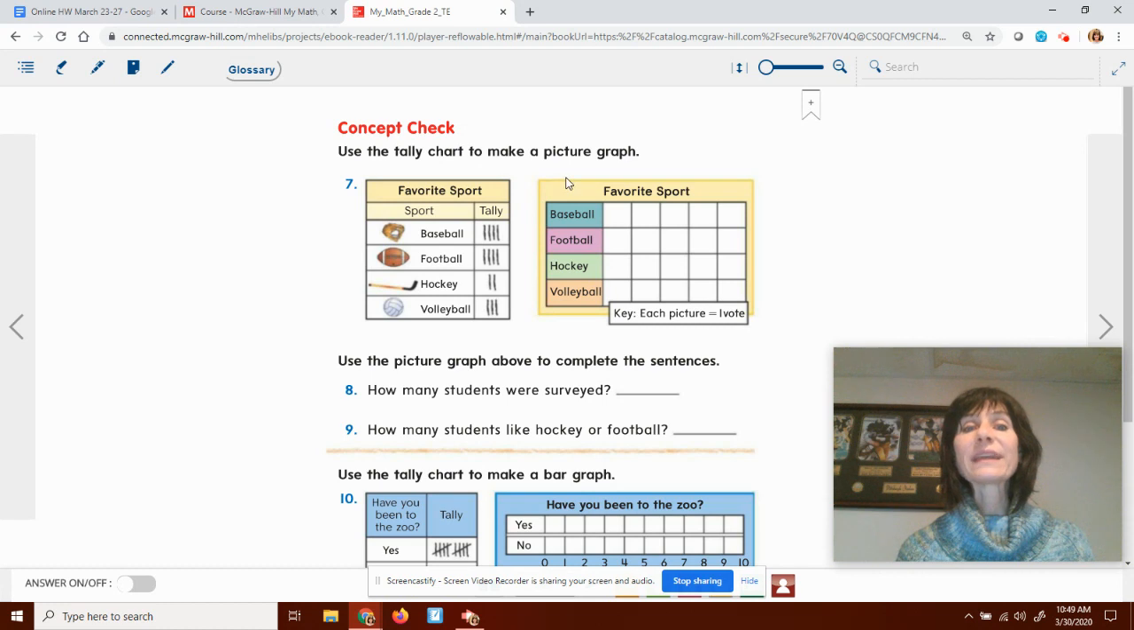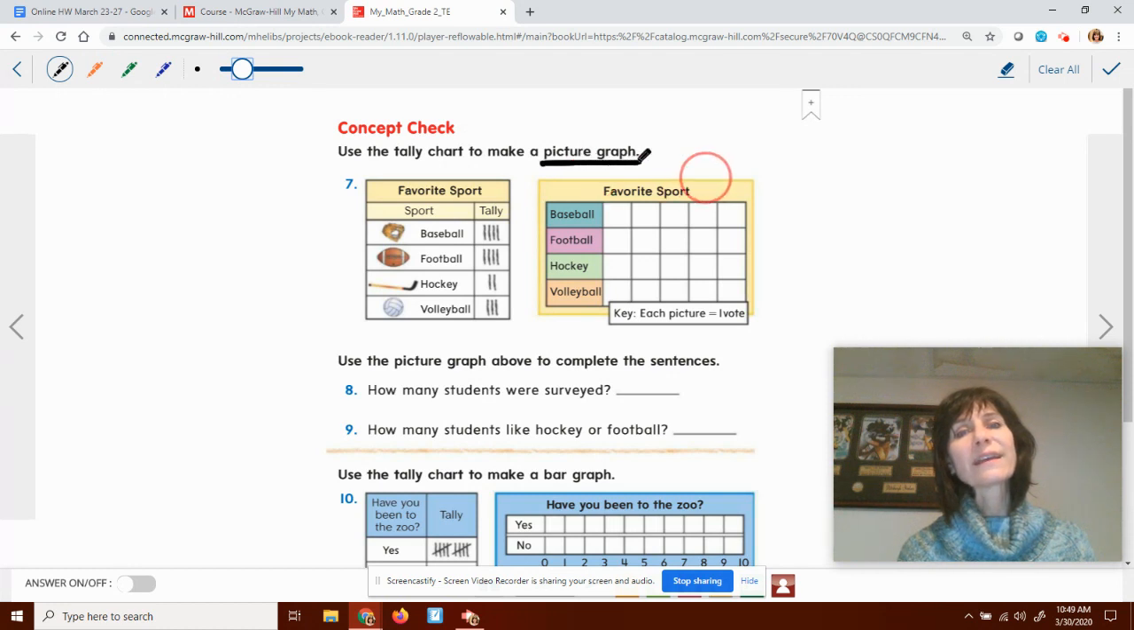Now I have to make a picture graph. I'm going to underline that. I want to make sure I do the right thing. Picture. That means I need to draw a picture that would be similar to that item. So in this case, I'm going to first try to draw a baseball. Baseballs are round. So I have 1, 2, 3, 4. So I need to draw 4 baseballs.